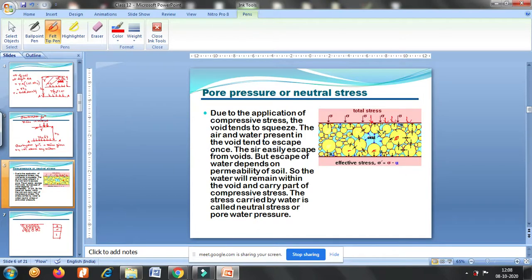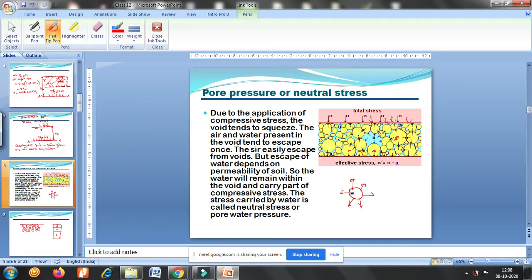But the water present will take a lot of time to go out from the void, and it depends on the permeability of the soil. If the soil is very permeable, the water will immediately go out from the void, and if the soil is not permeable, then it will take a lot of time to go out. Now if the water remains within the void, and we apply the stress, what will happen to the water? Say this is the water molecule, then there will be hydrostatic pressure. Water will act to give some hydrostatic force. What is the hydrostatic force?